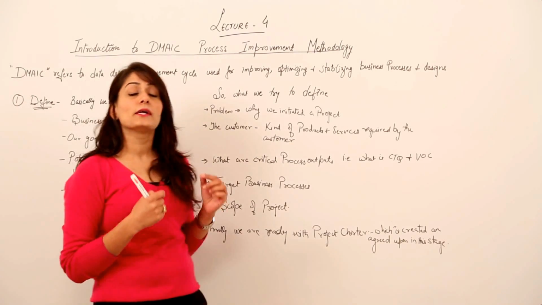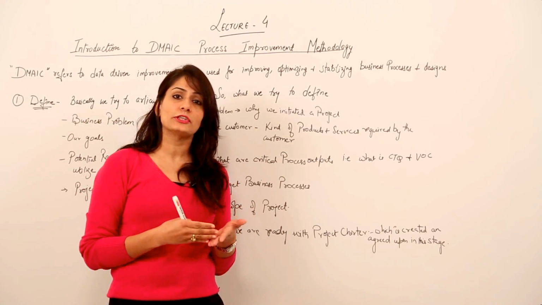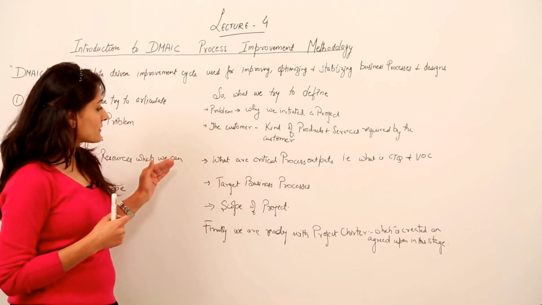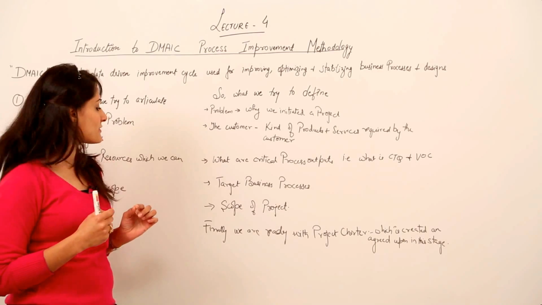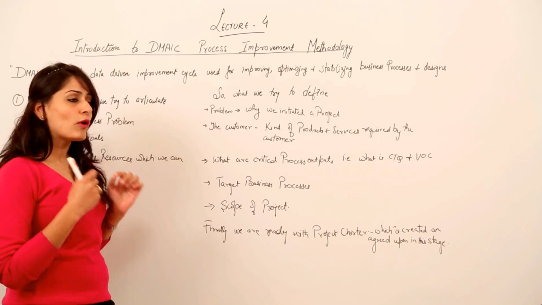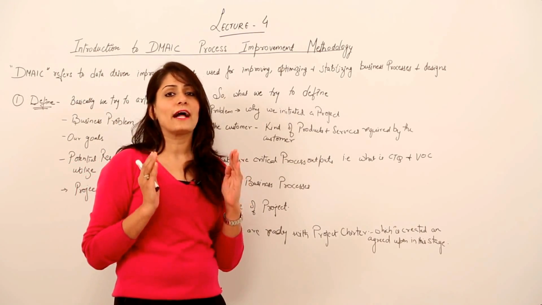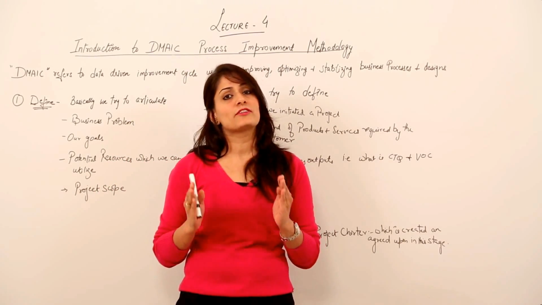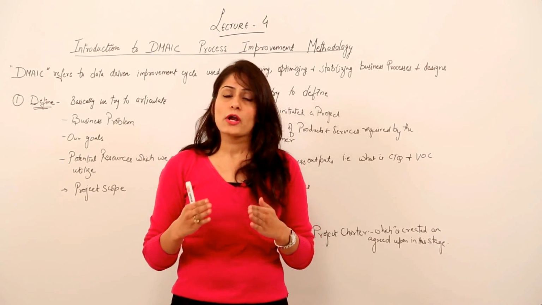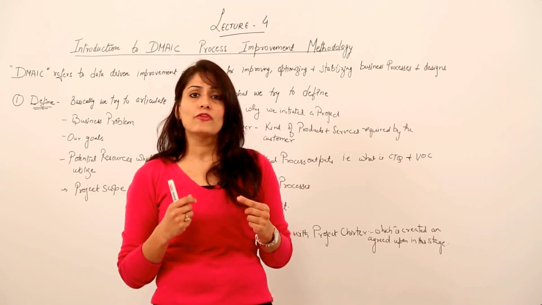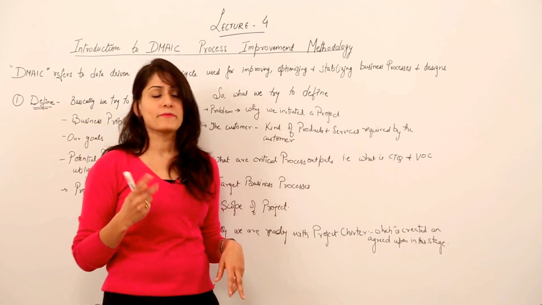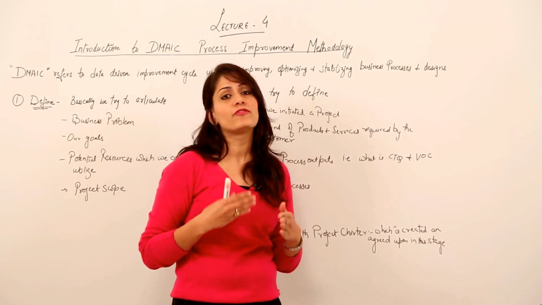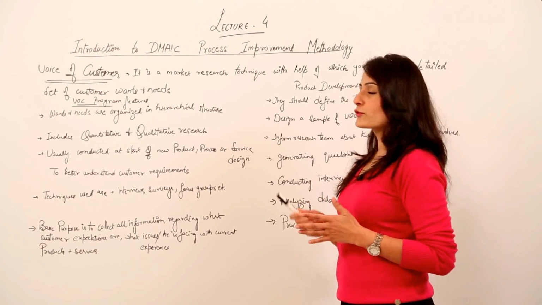And what are critical process outputs, like what is critical to quality and what is voice of customer. It is also taken care of in this phase. Then what are our target business processes, the scope of the project. So here in this phase we try to create a project charter, the team is assembled, and this project charter is approved. But before I move to my second stage, I would like to take up two concepts, that is critical to quality and voice of customer, and I would like to discuss them in further detail. Let's start with voice of customer.